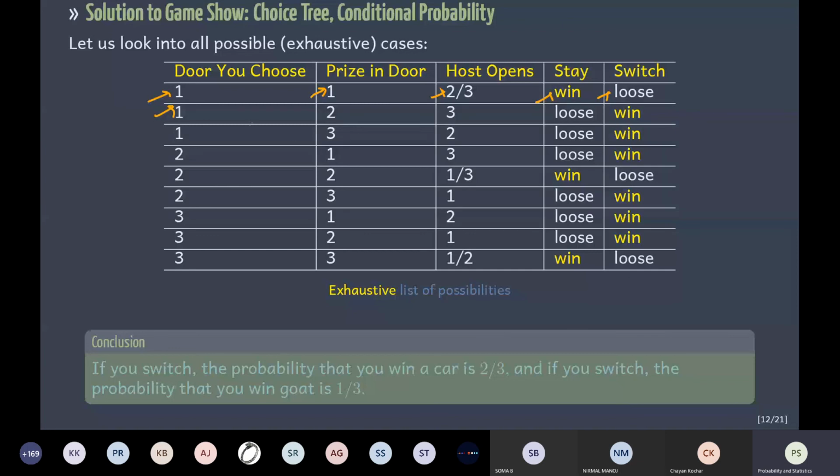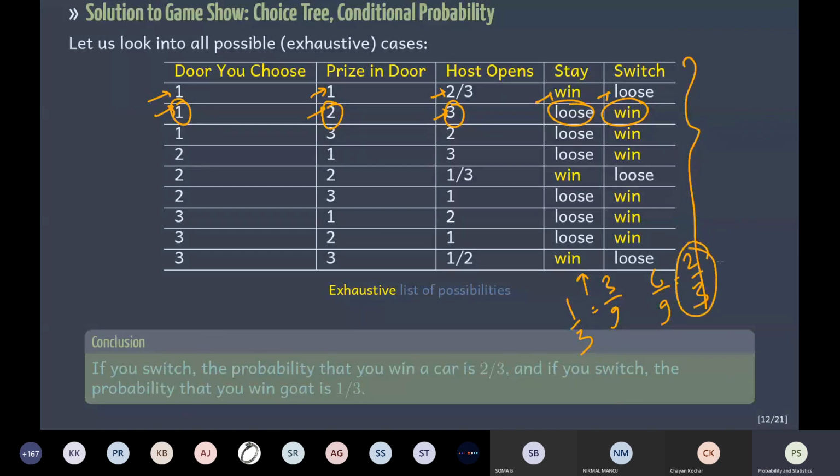Let us say the door you choose is still one. Another possibility is that the prize is in door two, okay? And the host will open door three, okay? Because the host will never open the car door, because the prize is in door two and you have already chosen one. So the host has no other option but to choose three. In this case, if you stay, then you lose. If you switch, then you win. So even in all nine possible cases that you think of, if you stay, then you have 3/9. And if you switch, okay, then you have 6/9. So this again comes out to be 1/3, and this again comes out to be 2/3 if you switch.